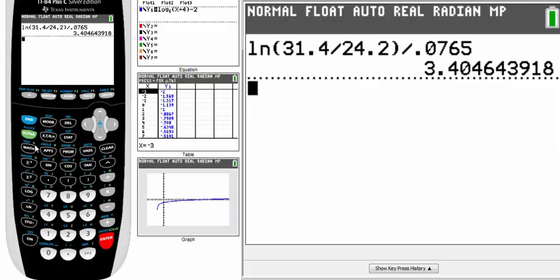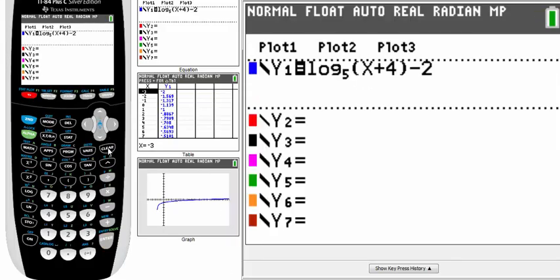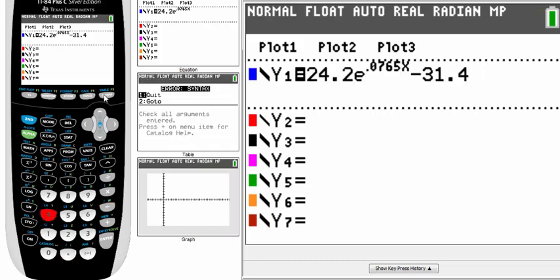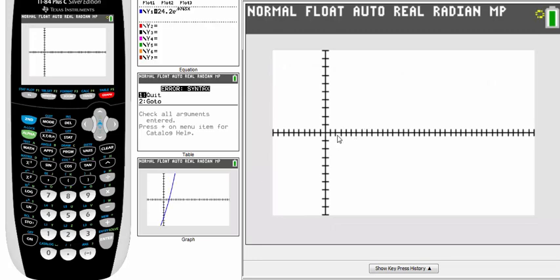So let's go ahead and graph this. So I have 24.2, and then I have my exponent, so second divide is my e. That's to a power, that power is 0.0765. And then my variable is t, but I'm just going to plug in an x, just because that's the variable I'm used to working with. And it was subtracting 31.4. So let's go ahead and graph this. It should cross somewhere around 3, so right in here it should cross. Yep, and it did.